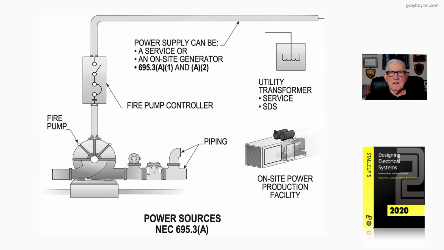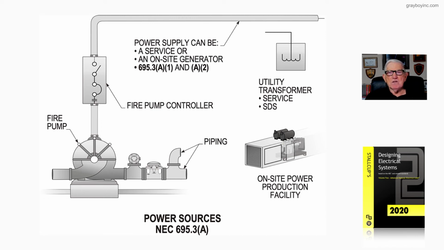We'll get into classifying our generators a little later on, but this illustration is basically just showing your fire pump controller, the piping, the fire pump, and the power sources, being a utility transformer or an on-site production generator that you might be using. And that's what this figure 18-74 is showing.